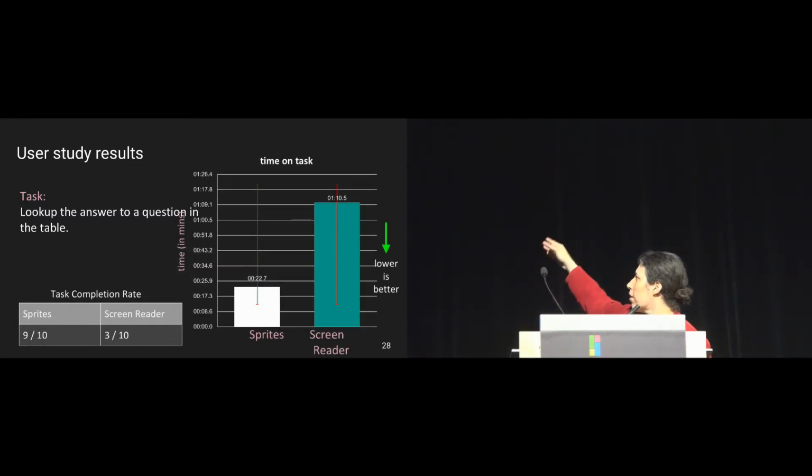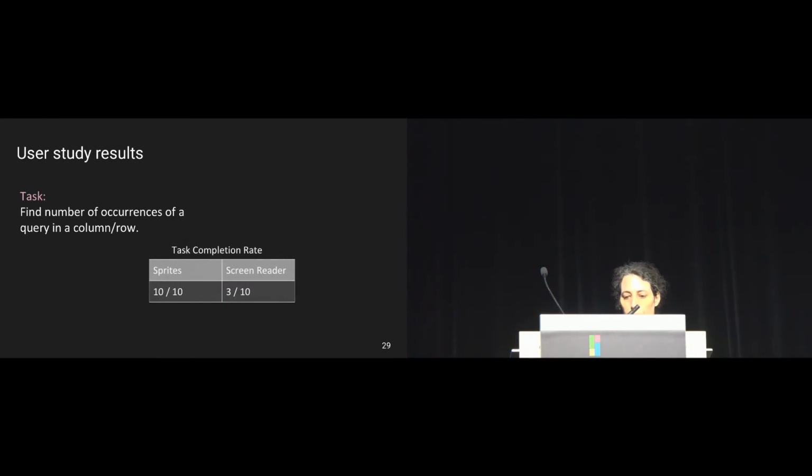Here, the timings look more different. But again, if you look at the error bars, the overlap is really high. And again, we're only looking at the 3 people who actually completed the task. So I'm going to skip through most of these findings.